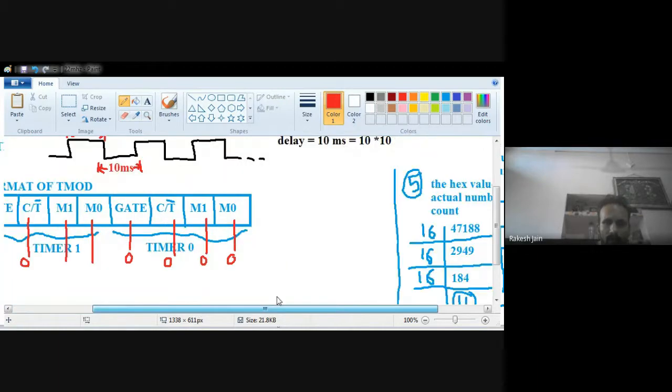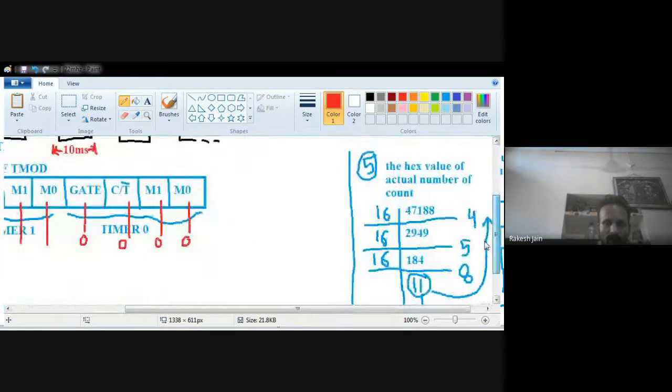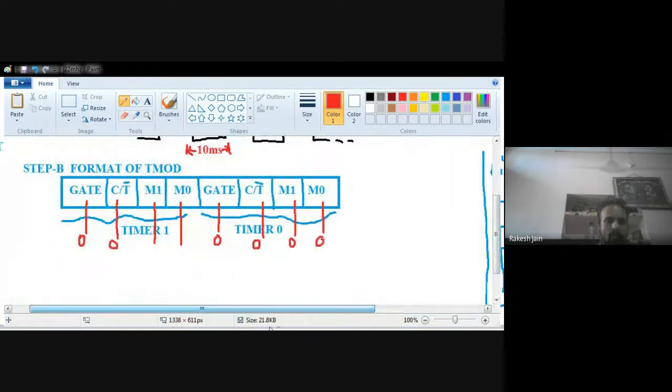During the time of calculation, I have already told you before that there are 4 basic modes: mode 0, mode 1, mode 2 and mode 3. Mode 3 is split timer mode. Mode 0 is 13-bit timer mode. Mode 1 is 16-bit timer mode. And mode 2 is 8-bit auto reload mode. During the calculation, because the 18348 value is greater than the maximum values of the other modes, we select mode 1, in which the maximum value is 65536. Because we selected mode 1, what should be the value of M1, M0? M1 should be 0 and M0 should be 1.